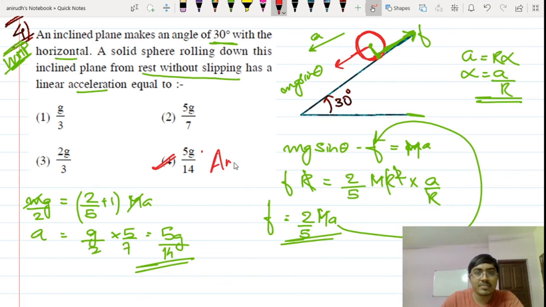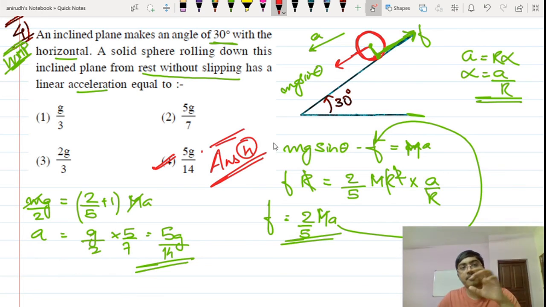So the answer for this question is option 4. Never miss this question. Sometimes it can be asked as such in the exam. This is a very standard question, very important. Right, let's proceed to the next question now.